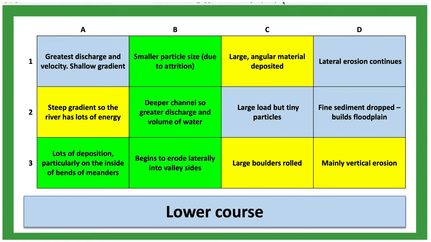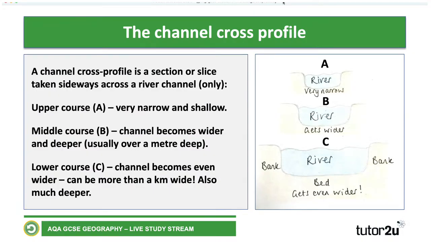So I'm now going to hand over to Suzanne, who's going to talk to you about the channel cross profile and how that changes as we go down. Thank you. Right. So, yeah, the cross profile. This is actually a section, or a slice taken sideways across the river channel. When cross profiles are drawn of the upper, middle and lower courses, we can compare their shape looking at their width and their depth.